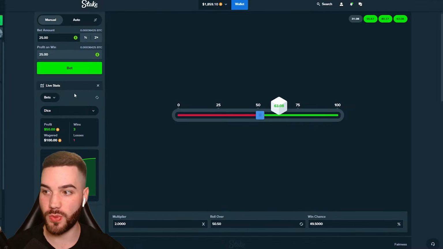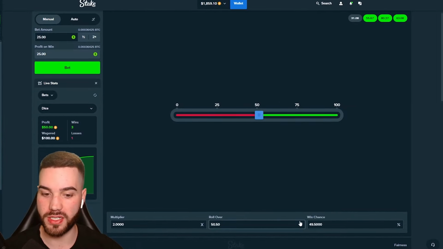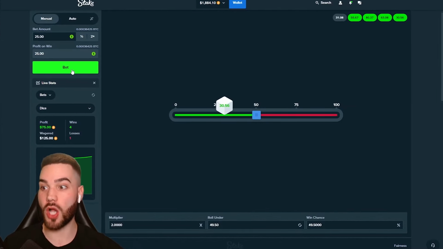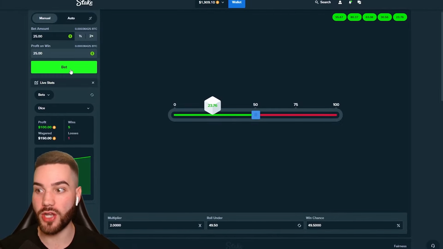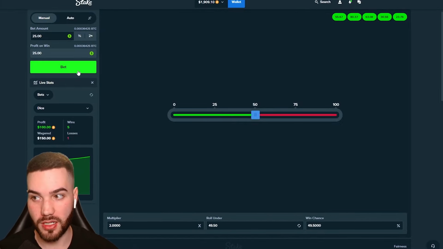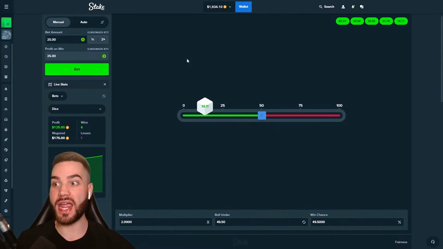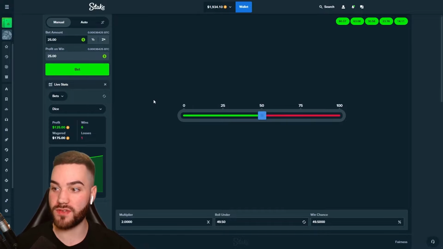Okay, let's go Dice. We are $50 profit. Another, I feel like it's going to roll under. Come on. Nice. Holy shit. Another roll under. No way. No way. We are $100 away. Come on. Let's go. No way. Wow. $125 up on Dice.